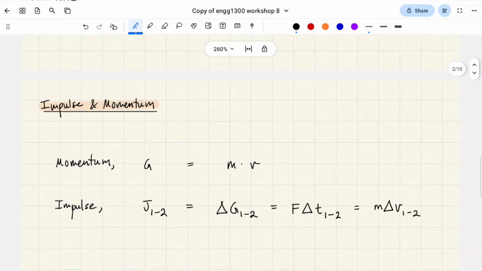So impulse and momentum. This shouldn't be super new because you've probably heard of these words before from physics 1A, but that'll be the focus for today's lesson. In the lecture, they call J, or what I've called J here for impulse, I.